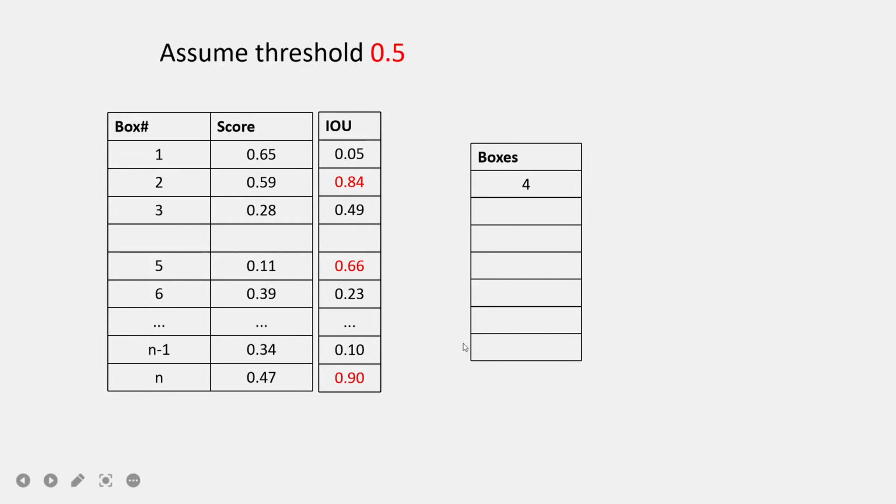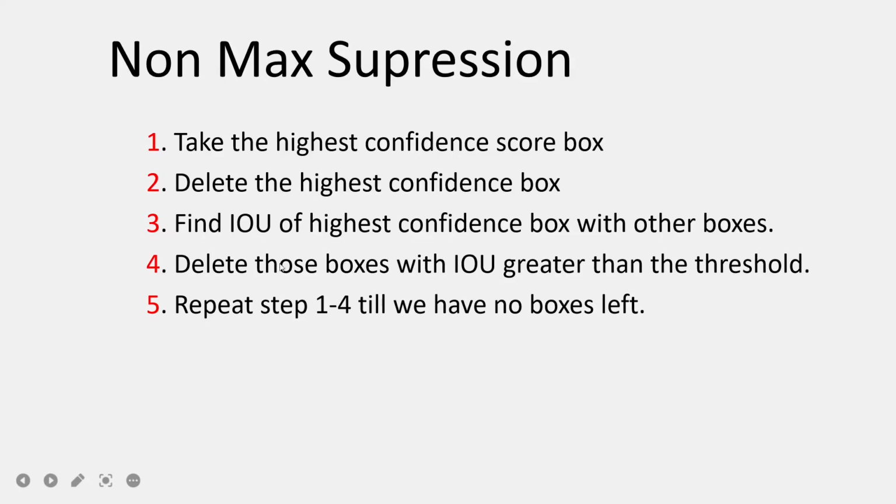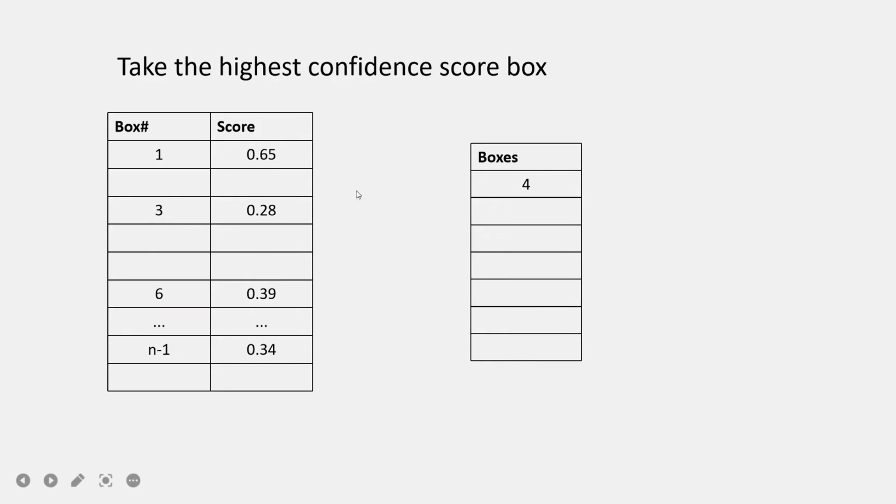So let's delete all these boxes. These are the boxes that we are left with. Now what we need to do is step number 5, which is to repeat steps 1 to 4. Repeat all these steps till we have no boxes left, which means here all the boxes are gone.